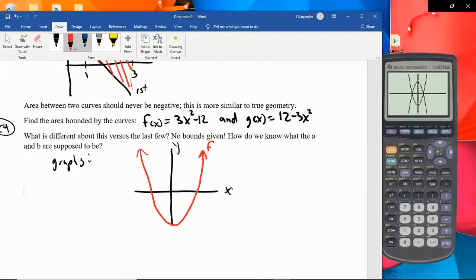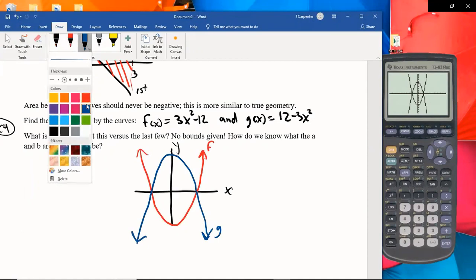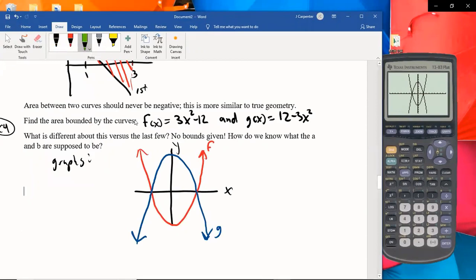That's the f. And the g function looks something like this. Not too bad. Ooh, that arrow is terrible, though. No! Oh, well, the right one's fine. So there's our g function. The area that we're trying to find is the area bounded by the curves. Do you think you have an idea of the area we're trying to find?